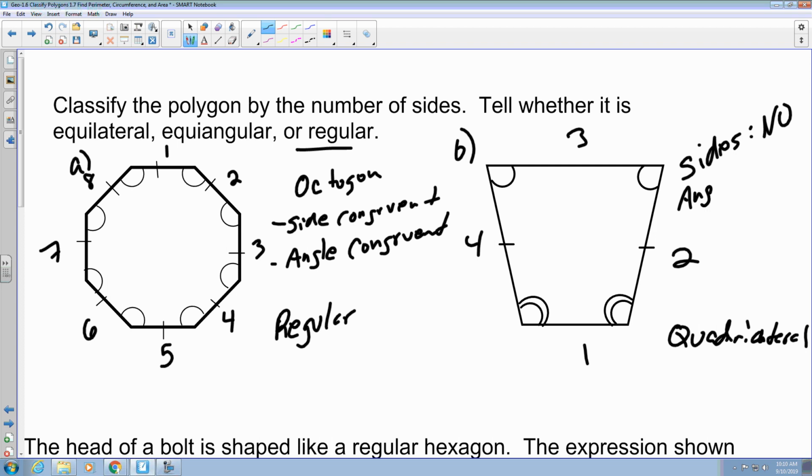Are the angles congruent? I got 2 markings here, 2 markings here, 1 and 1. So they're all not congruent. But you know, 2 sets are and 2 sets are, but in this case, no. So it's not equal sides. It's not equal angles. So that means it's not regular. So it would be neither equiangular or equilateral.